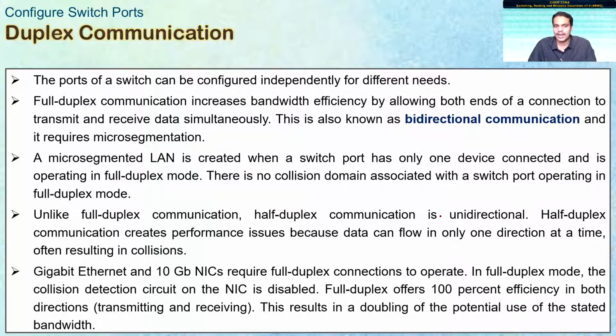Some switches, like gigabit and 10 GB NICs, require full duplex connections to operate. Full duplex usually operates at 100% efficiency in both directions. And when it operates at 100% efficiency, it results in doubling the potential use of the stated bandwidth. Whatever bandwidth is provided to you, it is actually a doubling of the potential use of it.